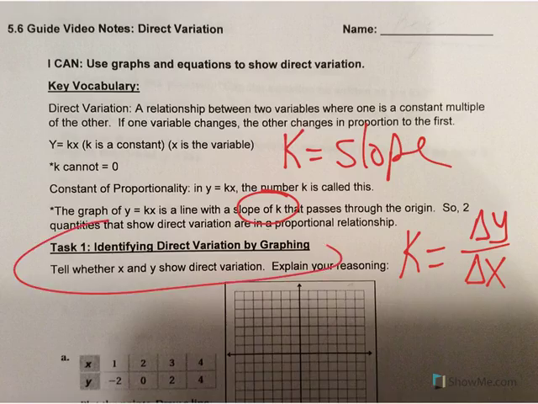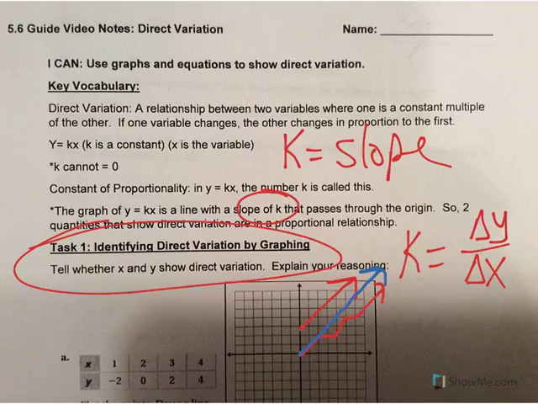If we look at the directions: identify direct variation by graphing, tell whether x and y show direct variation, explain your reasoning. So it's the same as proportionality. It's telling us that they have to be proportional to one another. And if you remember, we talked about lines and what they need to look like to be proportional. So if I have a line like this, we know that that's not proportional. It is straight, but it's not crossing through the origin. If we have a line that looks like this, that is not proportional as well because it crosses through the origin, but it's not straight. So proportionality would look like that, crossing through the origin and a straight line.